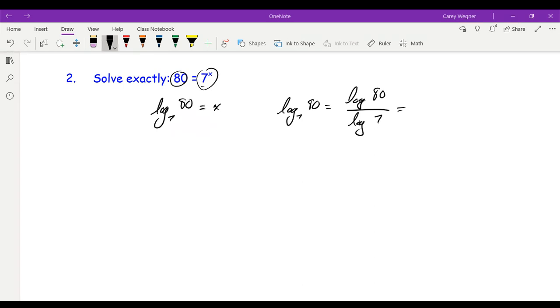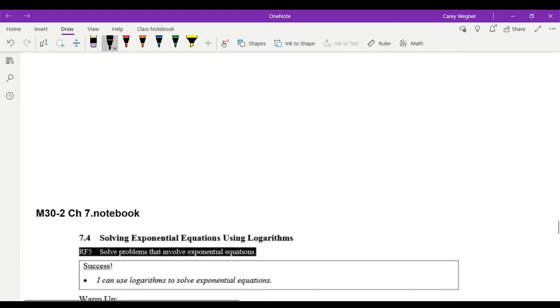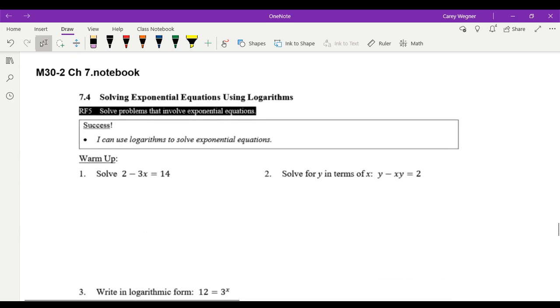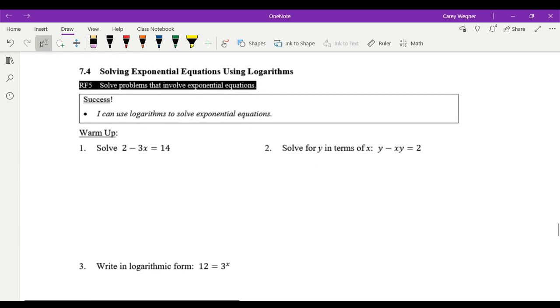And if we want an answer to the nearest tenth, this would be approximately 2.25. If we wanted an exact value answer, then we would just say there's our answer. If we want a decimal approximation, we'd say that is our answer. Okay, and that's where we're going in today's lesson as we look at solving exponential equations using logarithms.